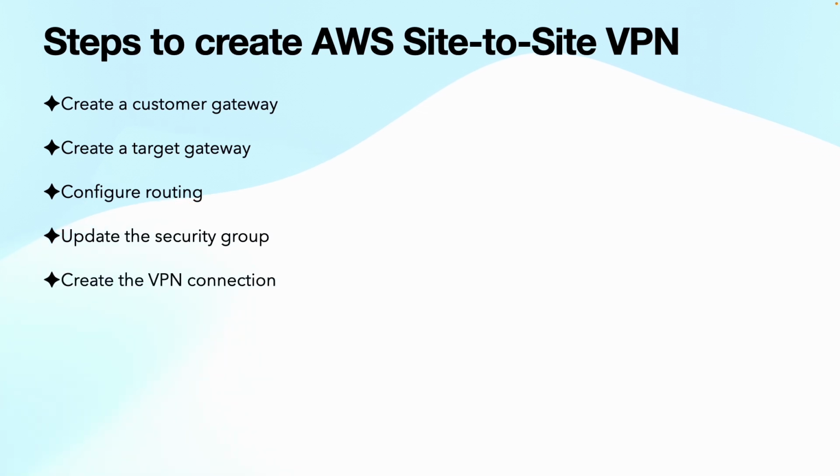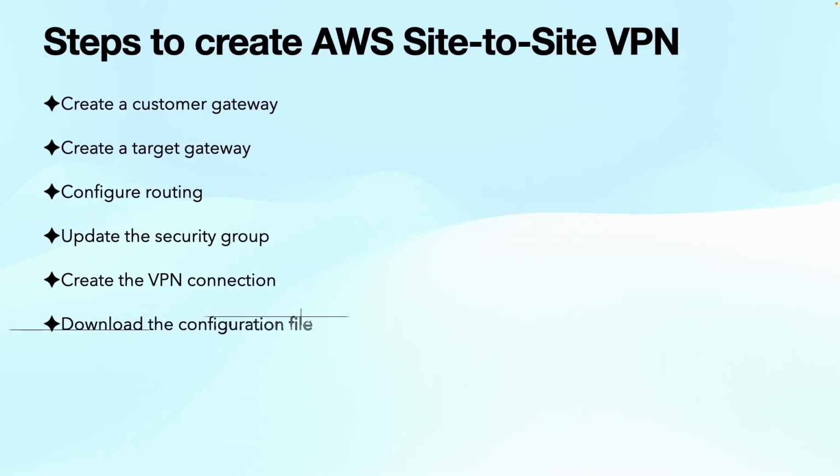Next, create the VPN connection. Create the VPN connection using the customer gateway in combination with the virtual private gateway or transit gateway that you created earlier. Next, download the configuration file. After you create the VPN connection, you can download a sample configuration file to use for configuring the customer gateway device.